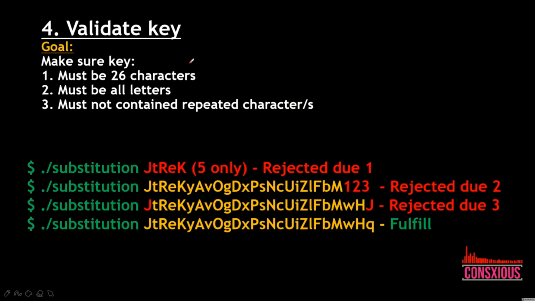Okay, so we go through the validate keys. As we explained earlier, the key must contain 26 characters, all letters, and must not contain any repeated characters. For example, if the user keys in this, it will be rejected because it only contains 5. If the user keys in some digit here, it will be rejected too. Any duplicate characters will also be rejected. This is what we want, with 26 characters here. This is what we fulfill.